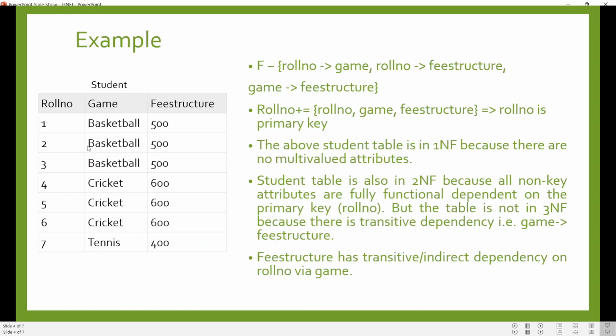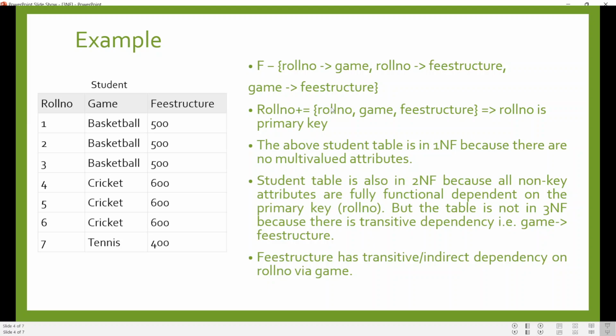Fee structure is depending on game, and as we know, game is already depending on roll number. So what does it imply? It means that fee structure can be determined by knowing roll number. So there is a transitive dependency present here. Fee structure depending on game is a transitive dependency, and the left-hand side we name x and the right-hand side is y.